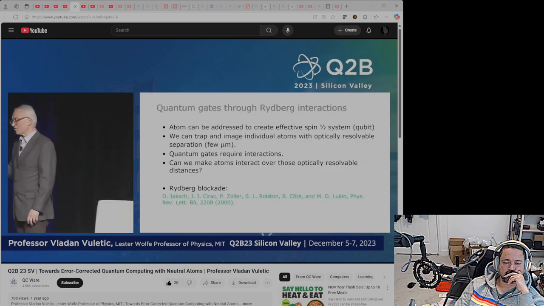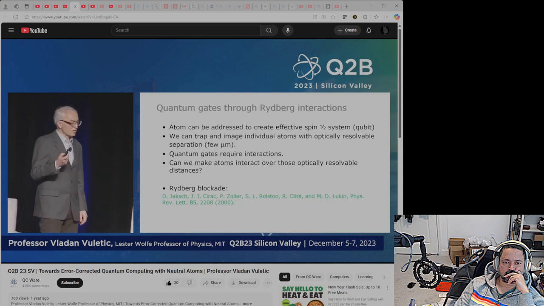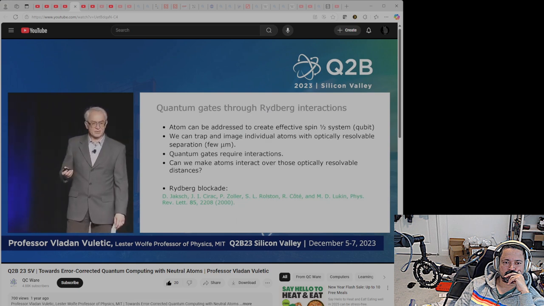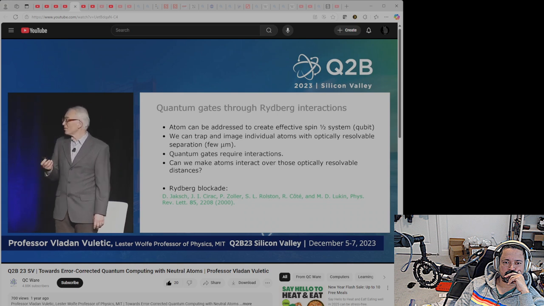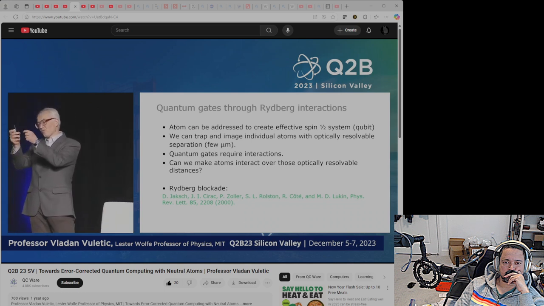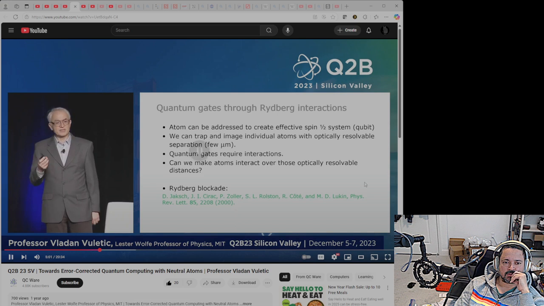So you can now trap single atoms, but it only becomes interesting if you can entangle them. And for entanglement, you need interactions between them. And you need interactions over long distances of a few micrometers. That is, quantum gates through Rydberg interactions. Atoms can be addressed to create an effective spin-half system. We can trap and image individual atoms with optically resolvable separation, a few micrometers.